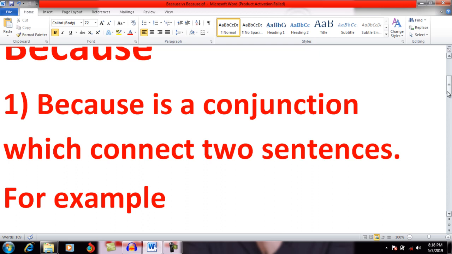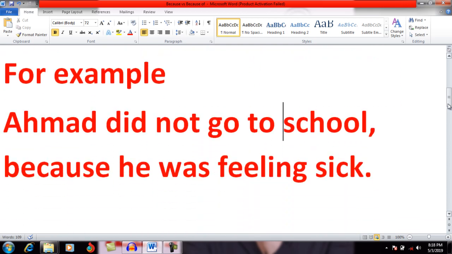Because is a conjunction which connects two sentences. For example, Ahmad did not go to school because he was feeling sick. So the first sentence is Ahmad did not go to school, where the second sentence is he was feeling sick.